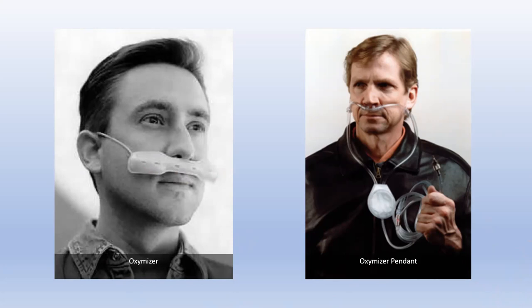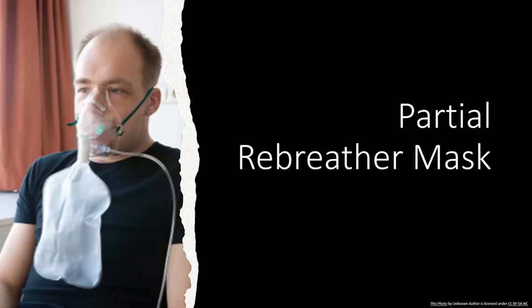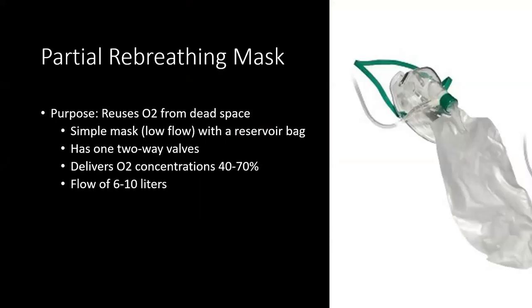Let's now go to the next device, and that's the partial rebreathing mask. So what is a partial rebreathing mask? Well, as you could see in the picture right over here, we have a bag. What is the purpose of this bag? So let's talk a little bit about this partial rebreathing mask. This is another type of reservoir device. It consists of a simple face mask and also a reservoir bag. Again, the purpose of this reservoir bag is to collect oxygen that the patient will be exhaling.